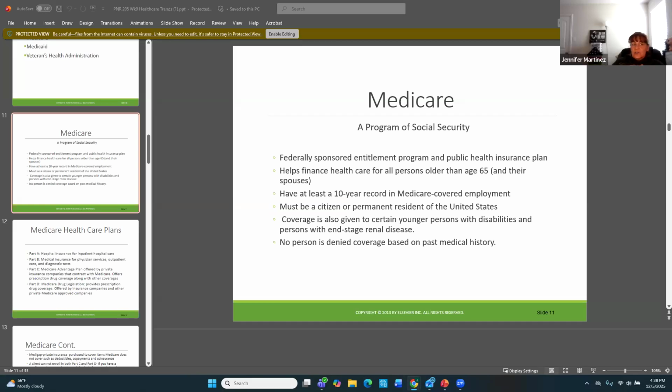Coverage is also given to certain younger people with disabilities and those with end-stage renal disease. So patients that have ESRD, especially if they're on dialysis, they are eligible to receive Medicare as well. No person is denied coverage based on past medical history. All right, so no matter what your past medical history is, you cannot be denied Medicare as long as you have paid into it for 10 years and are a citizen or permanent resident of the United States.